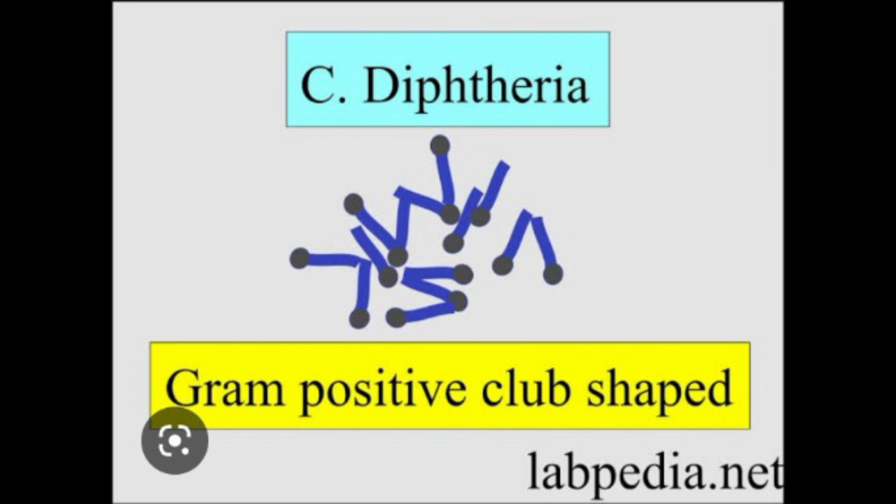Colony on tellurite blood agar. Gravis: in 18 hours, 1 to 2 millimeter, gray, raised center. In 48 to 72 hours, flat colony with raised center and crenated edges with radial striations, called daisy head colonies.